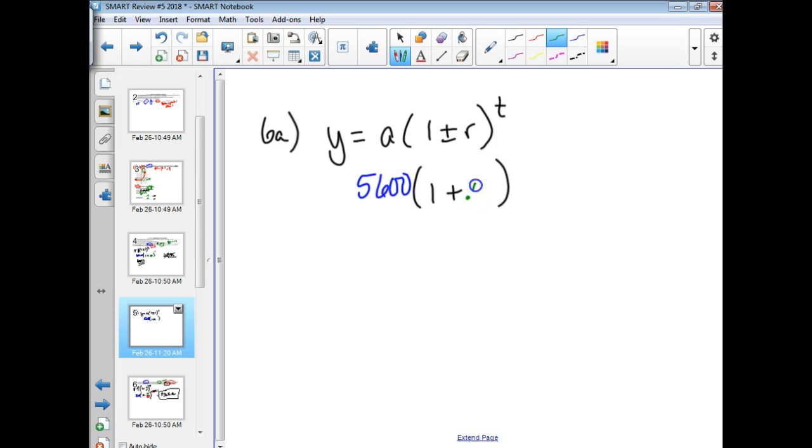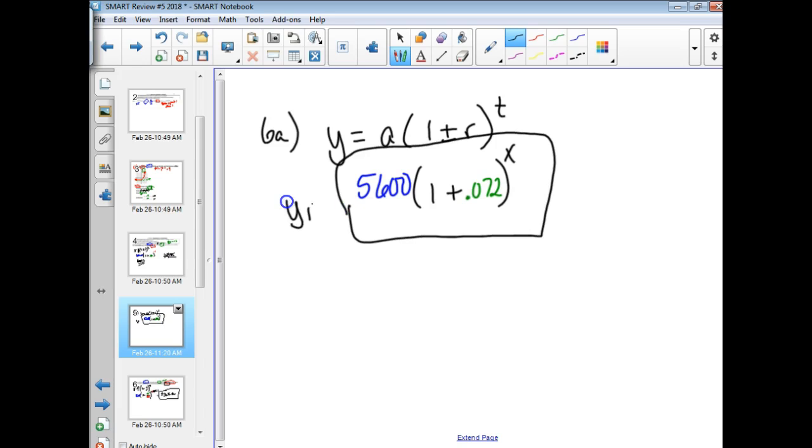7.2% in the problem, so 0.072 on the conversion, thank you. And then it says, when will it reach a value of 10,000? This is the one where I don't know the time. So since I have a variable, we're going to need to use our table. So get this into Y1, and then you're going to use your table.